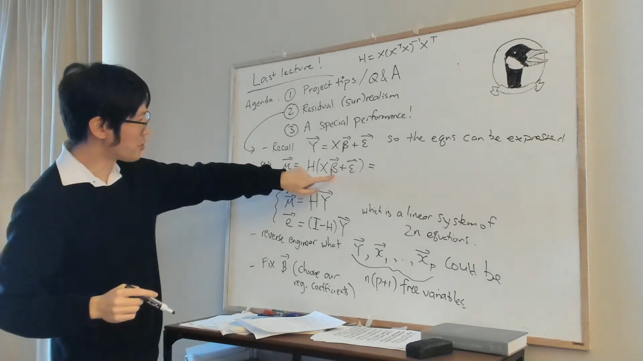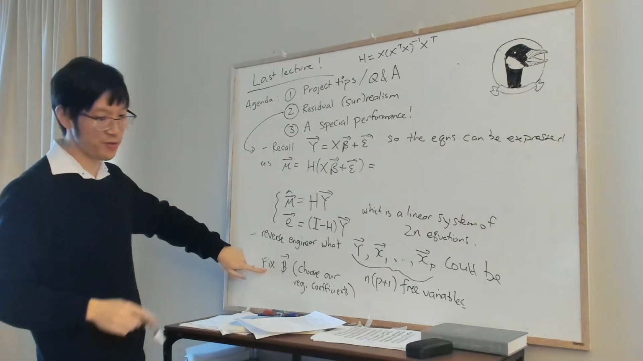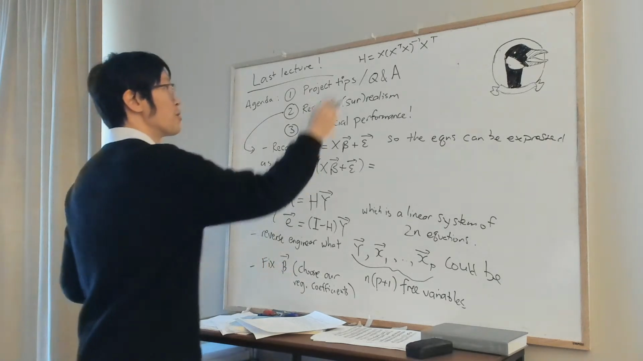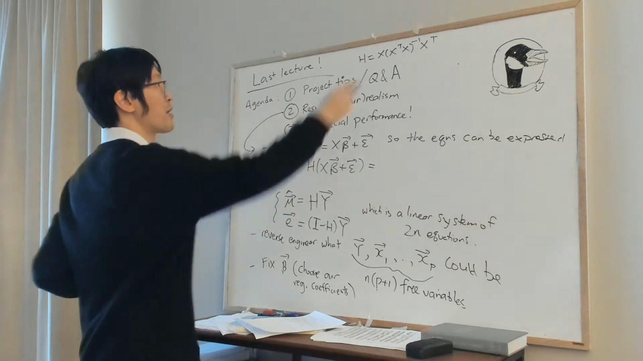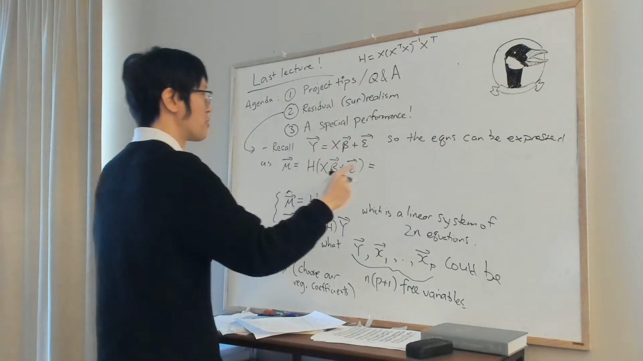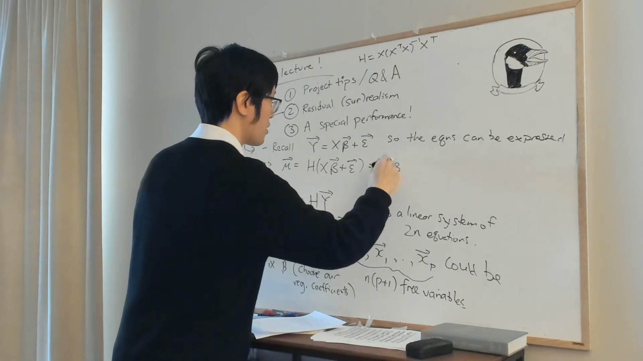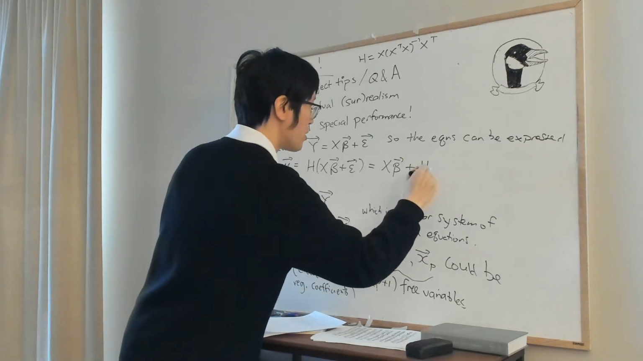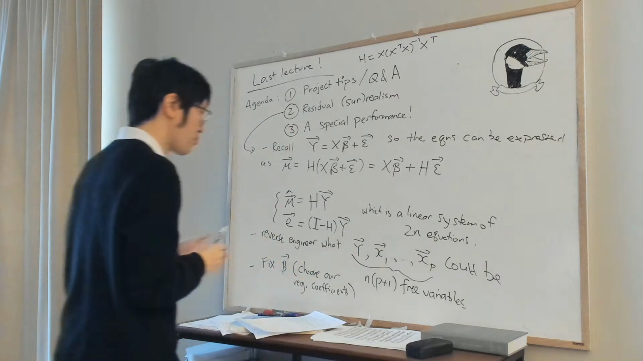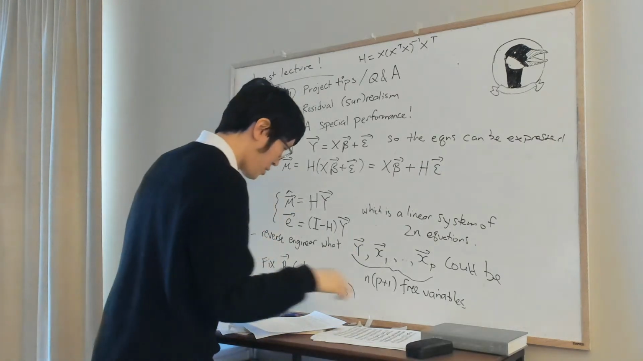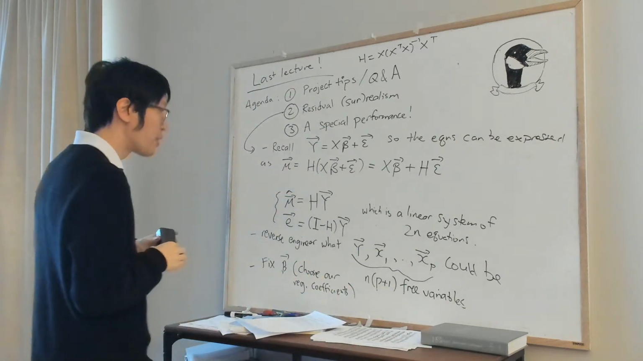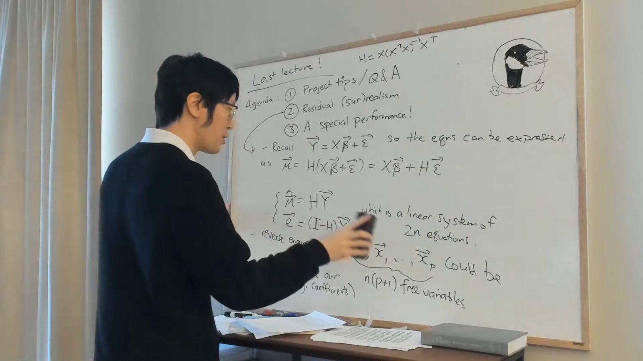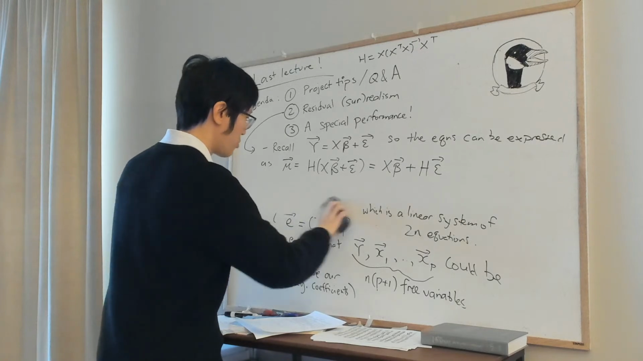Again, notice here beta is already pre-specified, so we plug in whatever regression coefficient we want. We notice that h x beta cancels out, so this is just going to be x beta plus h times epsilon. Okay, so that takes care of the first equation. And the second equation can be expressed in a similar way.